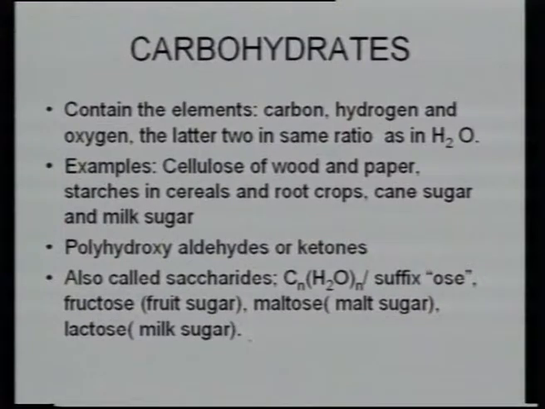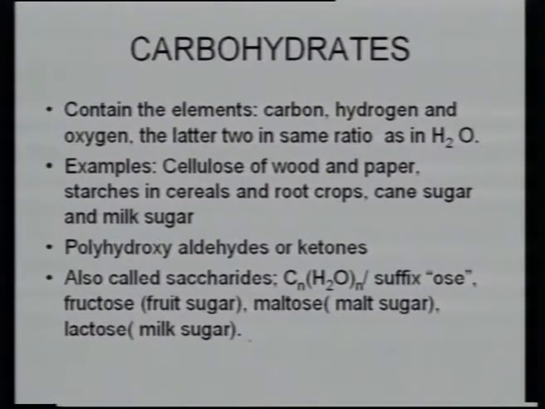Now we will take the constituents one by one. The major constituent is carbohydrate. Now what is carbohydrate? Chemically, it consists of carbon, hydrogen and oxygen, and the ratio of hydrogen to oxygen is the same as in water. A simple example is glucose. Other examples, particularly in cereals, are starches, cane sugar, and milk sugar. All these are carbohydrates.